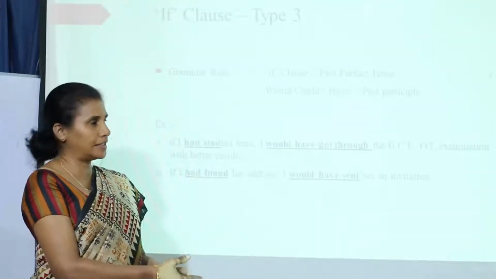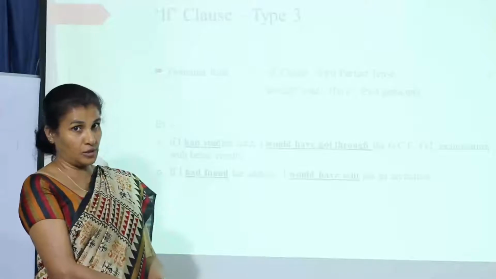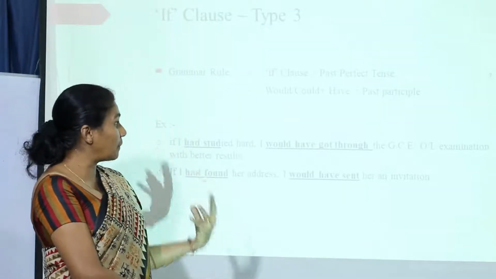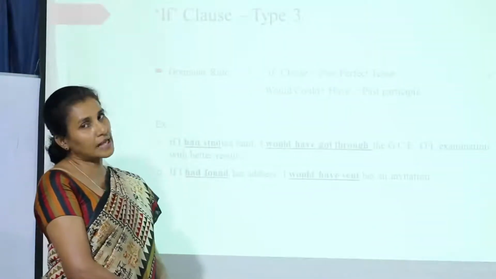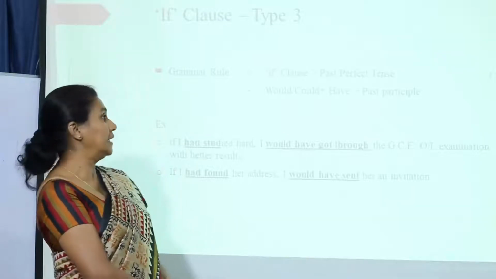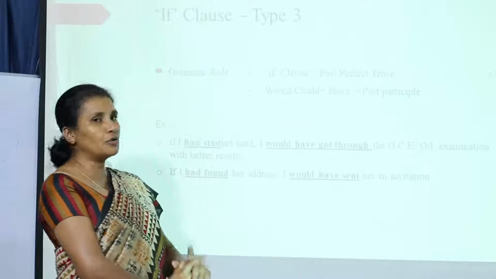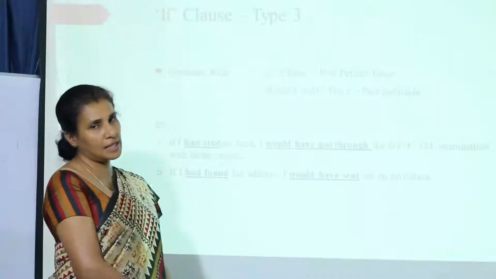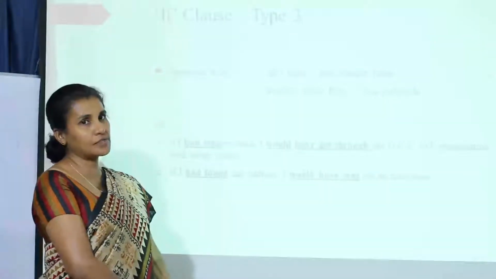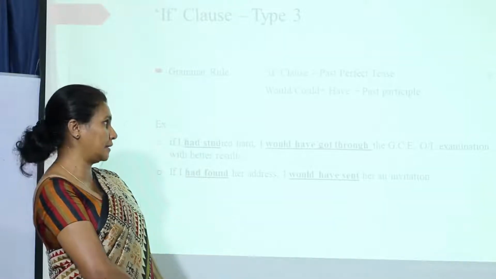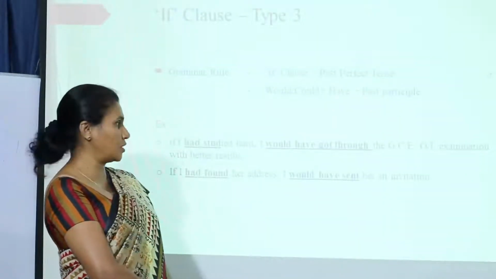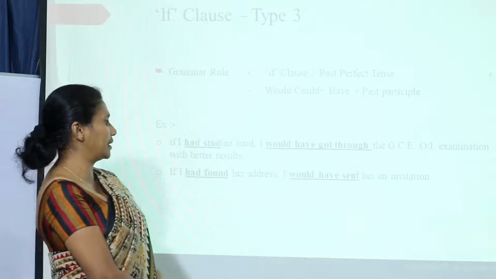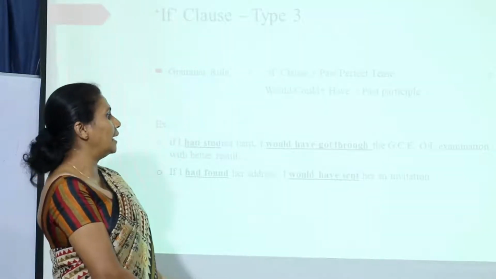The results have been released. Now I hope that you understand this. Because this is about a past activity, there is nothing to be done. We can only regret, saying, if I had studied hard, I would have got through the G.C.E O-level examination with better results. So this is the easiest way that you can remember this type of conditional clause. The second one I have used here: if I had found her address, I would have sent her an invitation.